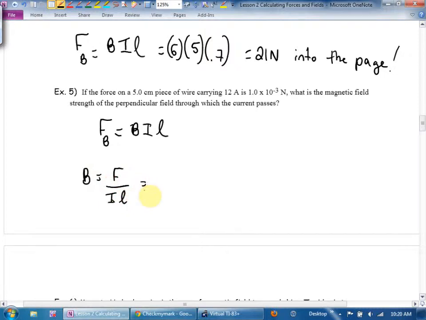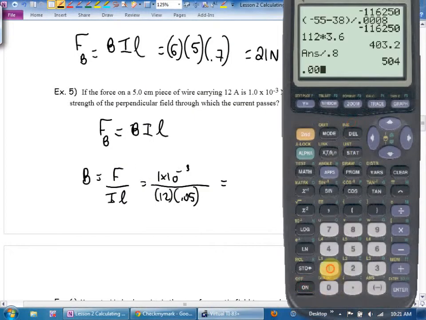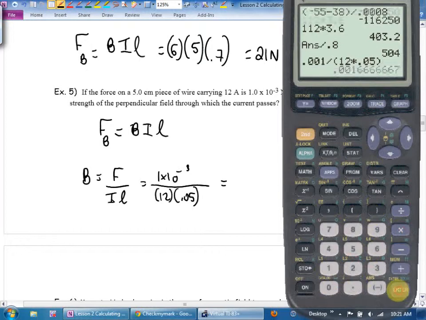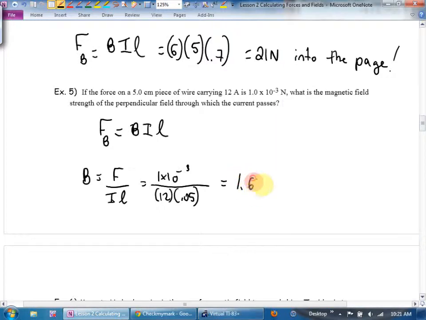How big is the force? 1 × 10⁻³ divided by... How big is the current? 12. How big is the length? Ooh, careful, not 5. 0.05, because they gave it to me in centimeters. Sneaky, sneaky. How big is this magnetic field in Teslas? You get 1.67 × 10⁻³ Teslas.